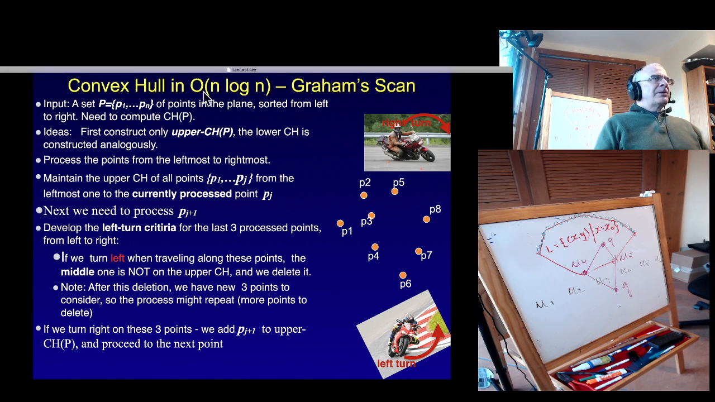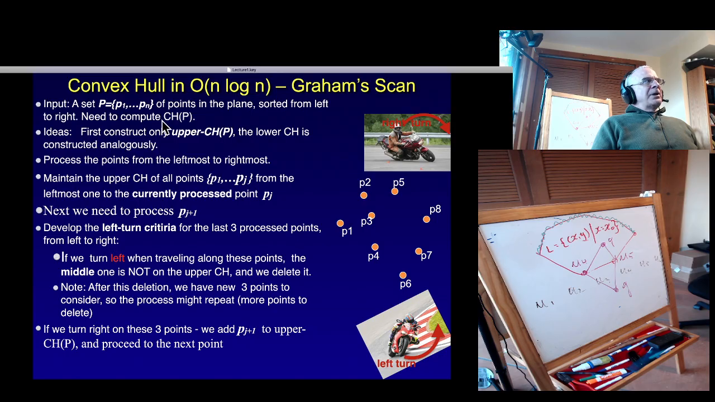Okay, so I want to find the convex hull not in order n cubed, what we have seen so far. Instead, I want to do it in order n log n, that, as we'll see, is more or less optimal. So to do it, I'm going to apply Graham's scan. Our input is a set of points, p1 ... pn, all in 2 dimensions, and the only thing that takes n log n in this algorithm would be sorting the points. Namely, I'll sort them from left to right.